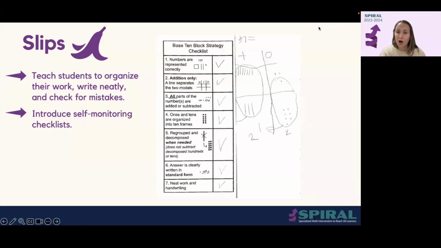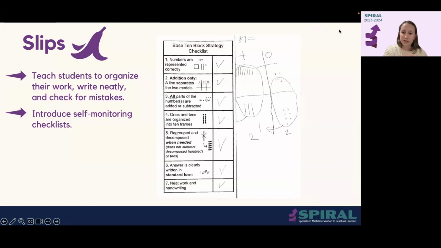This is an example from when I taught second grade of a base 10 block strategy checklist. So, what I did is I conducted error analysis quite frequently and I figured out what errors the bulk of my students were making.